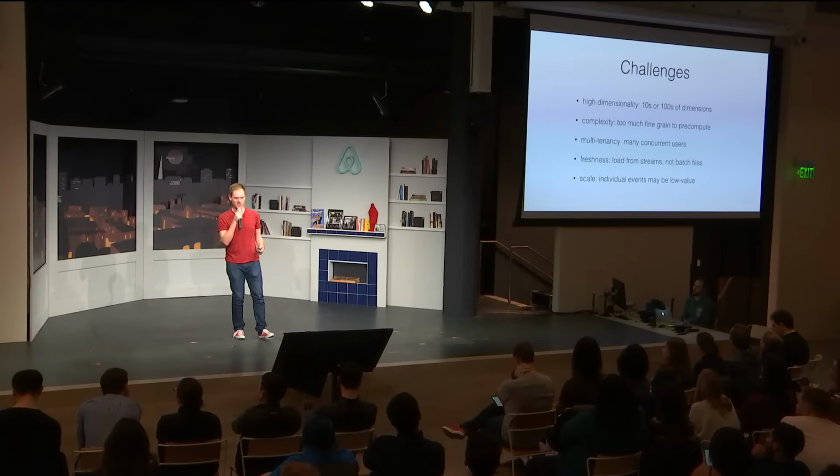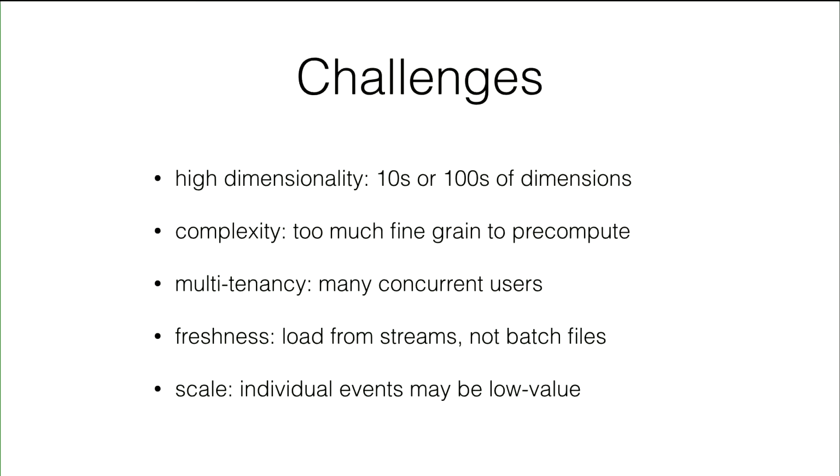So what are the challenges to making this sort of thing happen? Well, the first challenge is high dimensionality. A lot of data sets these days have tens or hundreds of dimensions. By dimensions, I mean things like keywords or what kind of device someone is on or geolocation, that kind of stuff. So there's a lot of dimensionality.